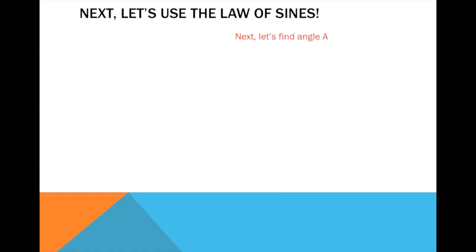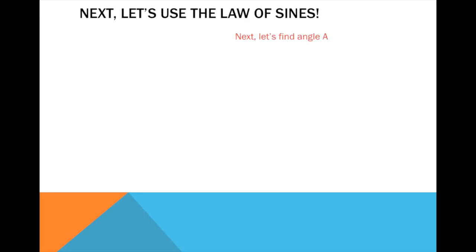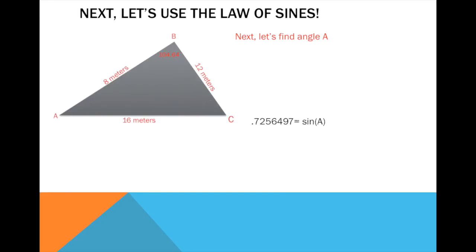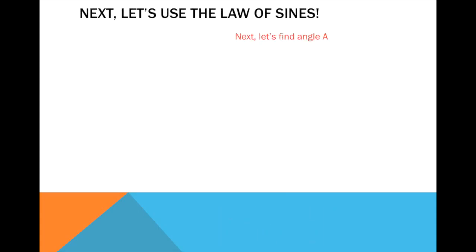In order to use the law of sines, as we've already said, it's corresponding sides and angles. So what we have here is the simplified version of the arithmetic. 0.060478 equals sine of A divided by 12. Simplifying even more as we continue the arithmetic, 0.7256497 equals sine of A. Now all we have to do is use the inverse sine function on our calculator, that's second sine, and we'll be able to find angle A.